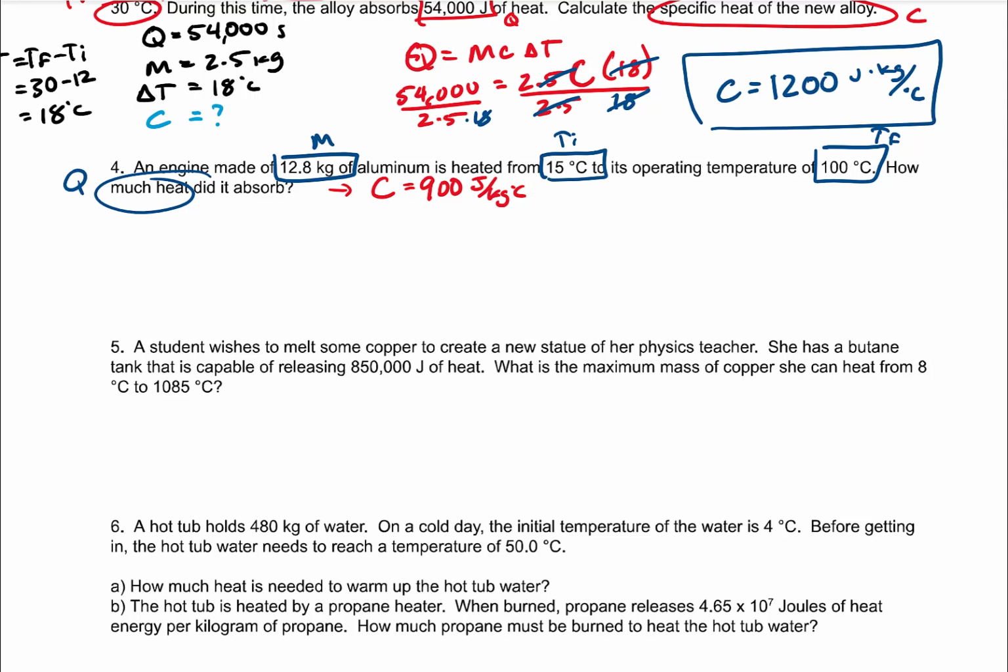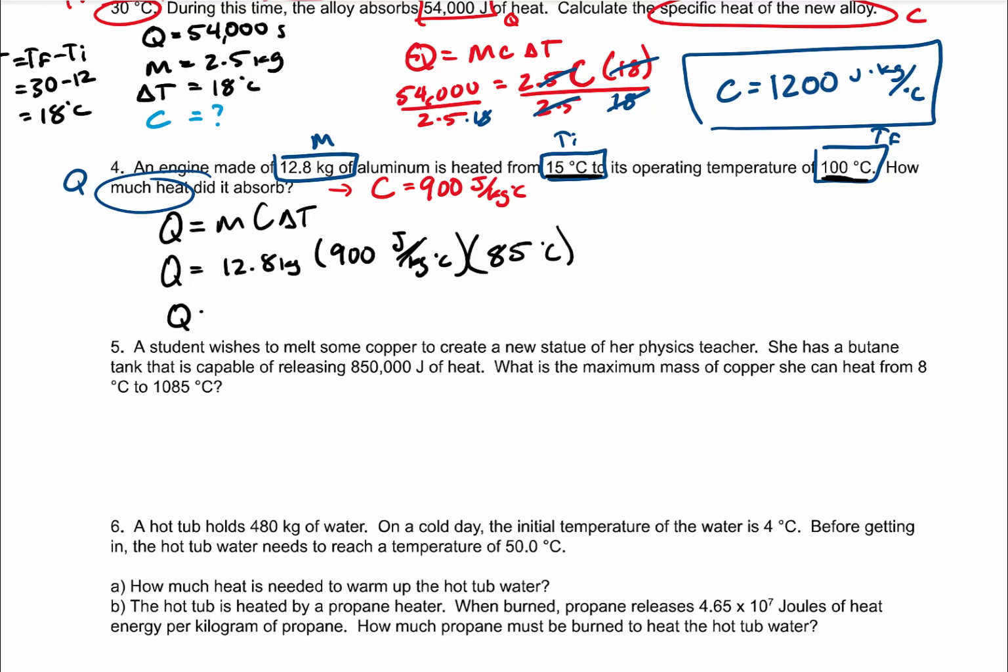So Q is equal to MC delta T. We have our mass, 12.8 kilograms. We have our C, 900 joules per kilogram degree Celsius. And we have our delta T, where we go from 15 to 100. That's a gain in temperature of 85 degrees Celsius. So we multiply all those together, and we get our Q to be 979,200 joules of energy.